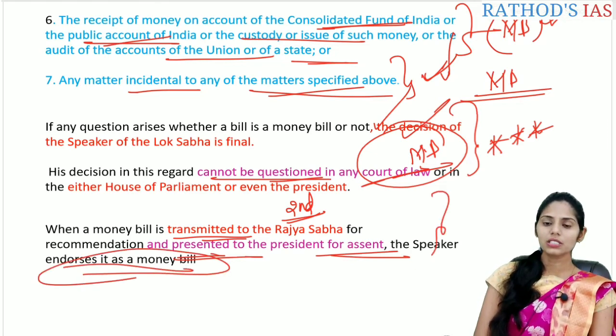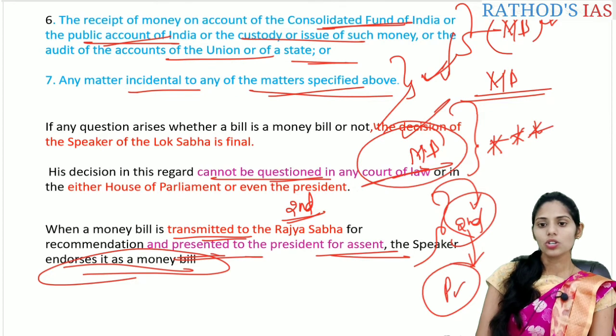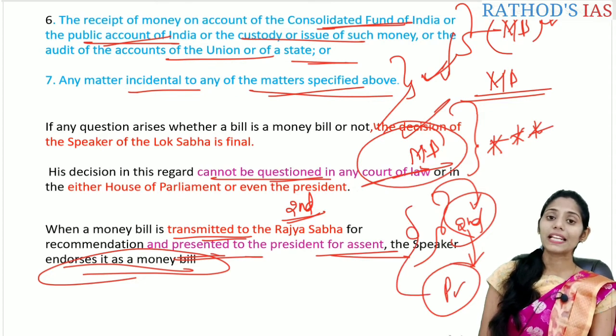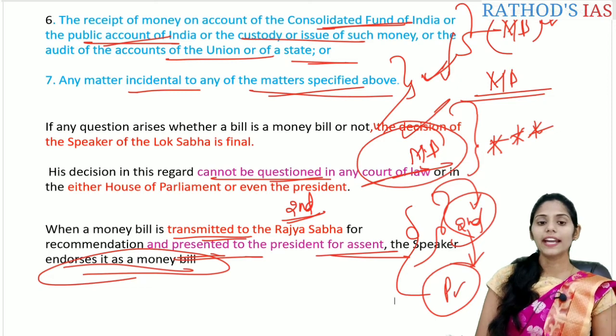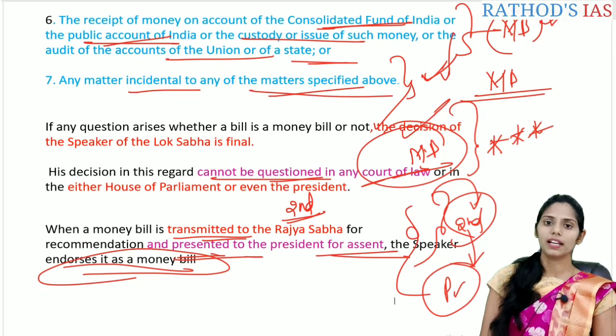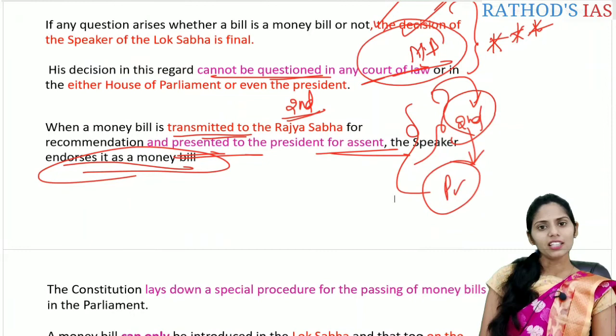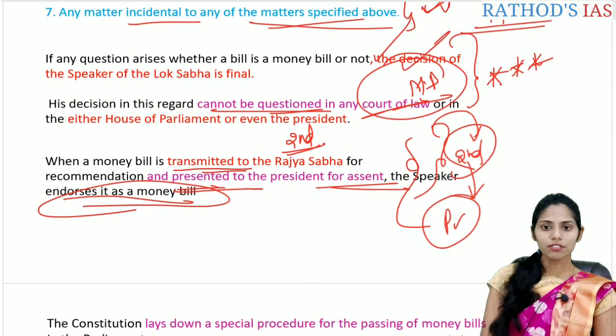So whenever this bill is transmitted to the second house and also sent to the president for the assent, in this case also the speaker plays an important role. Here as well, the speaker will endorse it as a money bill. Why? What is the reason? Because whenever we are sending the money bill to the Rajya Sabha, it has fewer powers compared to that of the Lok Sabha.